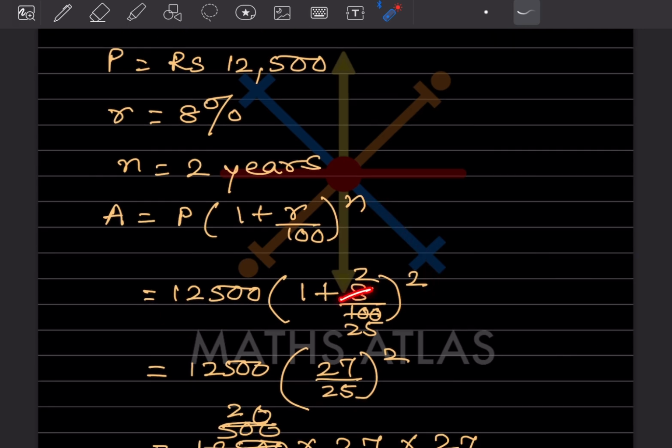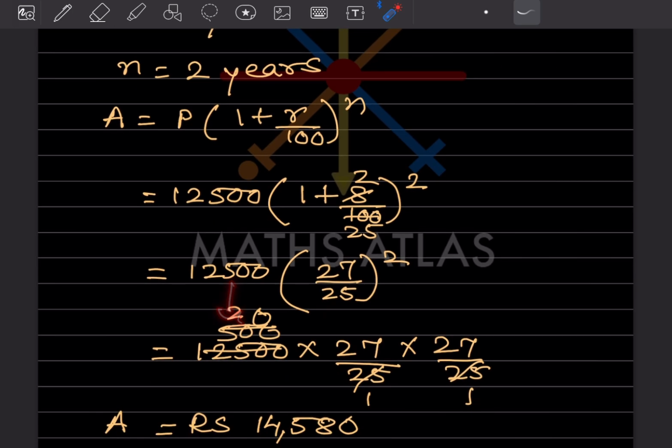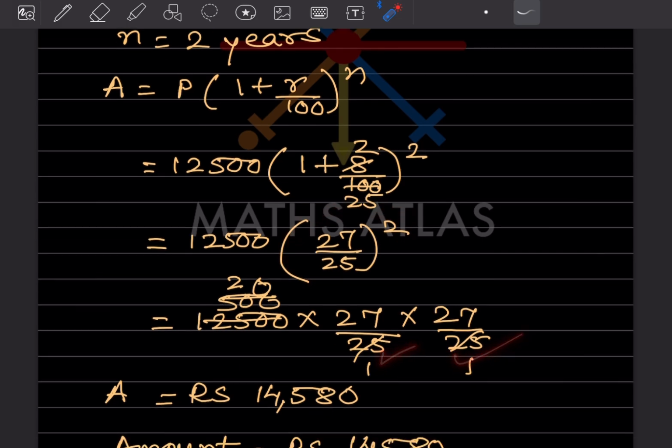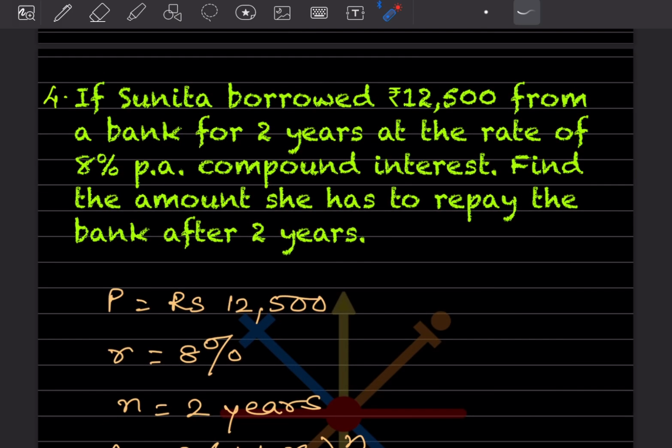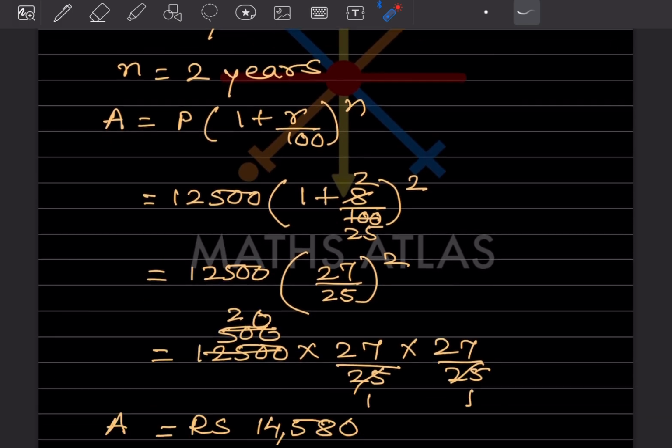So simplified, 4 2s are 8, 4 25s are 100. Now what are you going to do? Here it is 1 plus 2 by 25. So LCM is 25. So it will be 25 plus 2, that is going to be 27 by 25. This is the same, you will multiply this 2 times. So after simplifying, you get 14,580. Again, here they have asked only to find the amount.